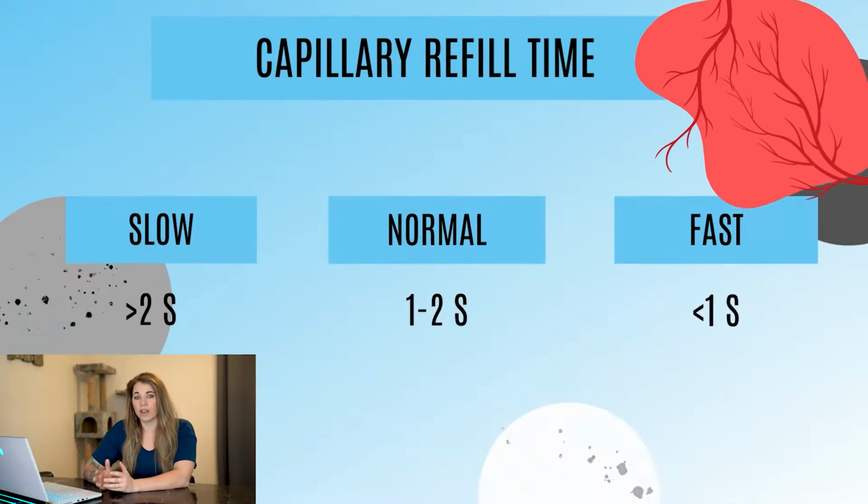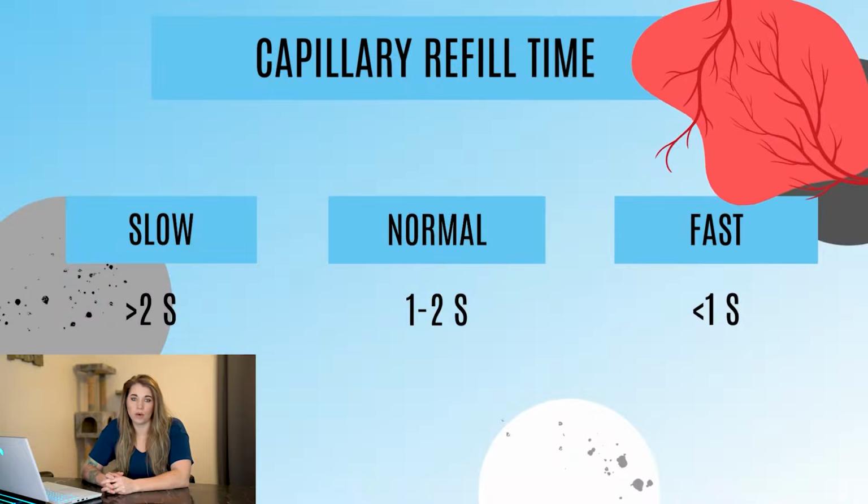A CRT of greater than 2 seconds is considered slow and is a sign of poor perfusion or peripheral vasoconstriction. So instead, those peripheral vessels will be smaller than usual. So when you apply pressure to them, the blood squeezes into those constricted vessels so that when you pull your pressure away, it takes longer for the blood to travel through those small vessels to refill the capillaries that you just applied pressure to. In my next video about triage and stabilization, I'll be going over causes of vasoconstriction and vasodilation.